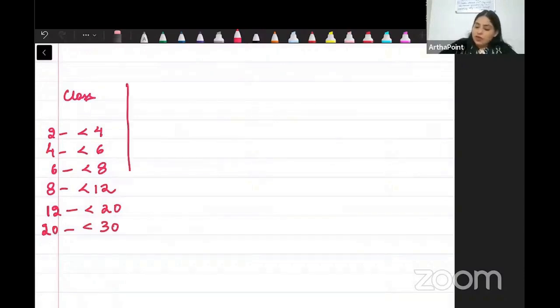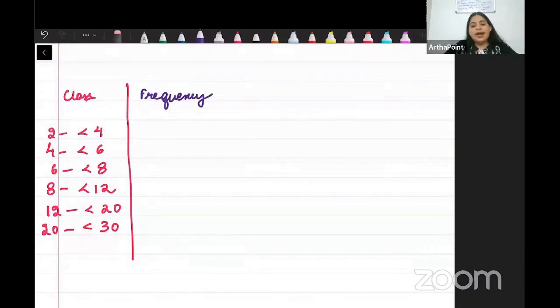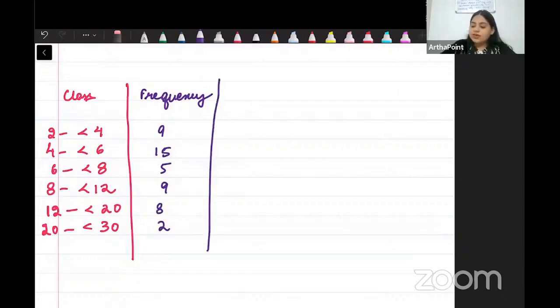Right? And we have the frequency here. And I give some frequencies: 9, 15, 5, 9, 8, and 2. What's the first step? You have to calculate relative frequency. How will you calculate relative frequency? Sum this up and then divide.